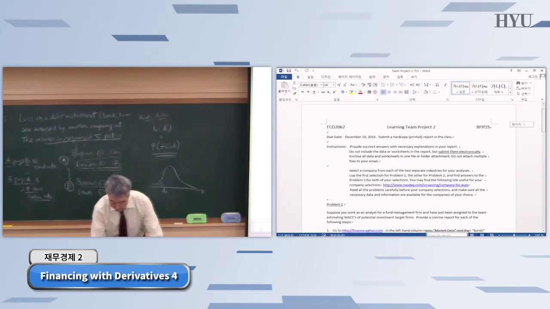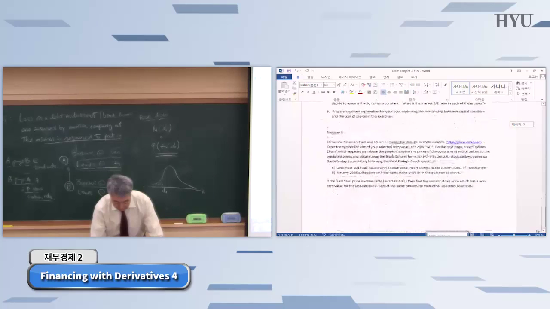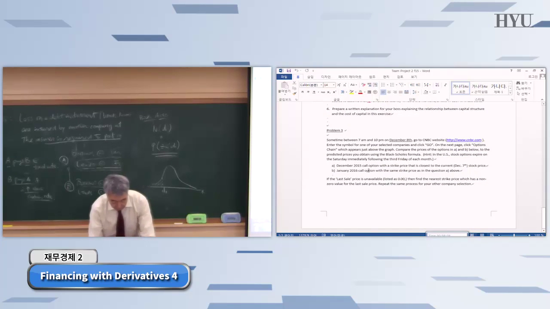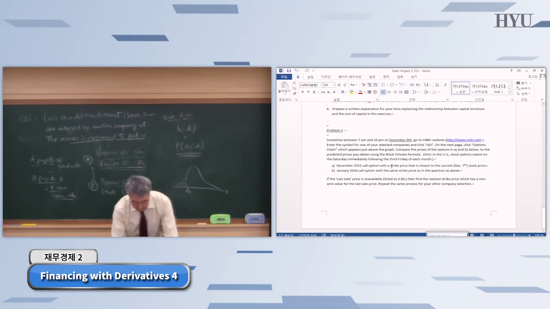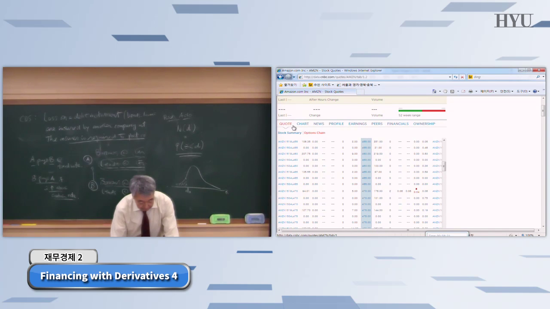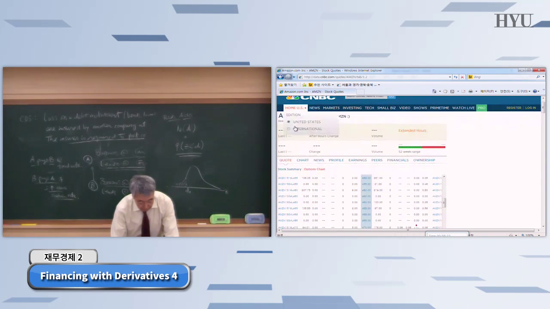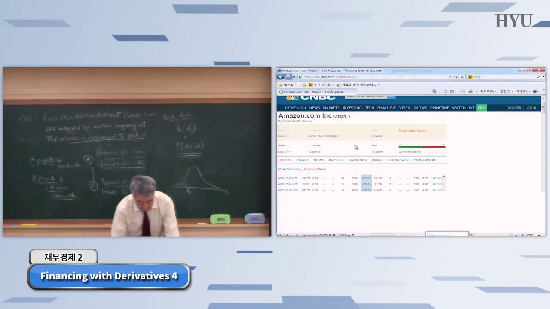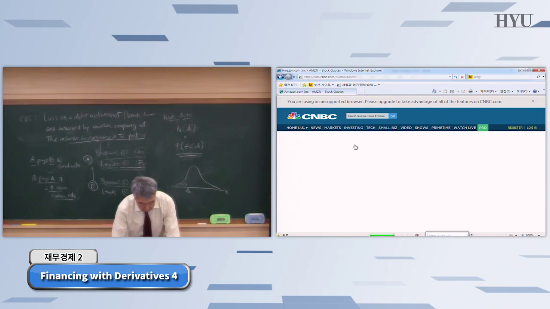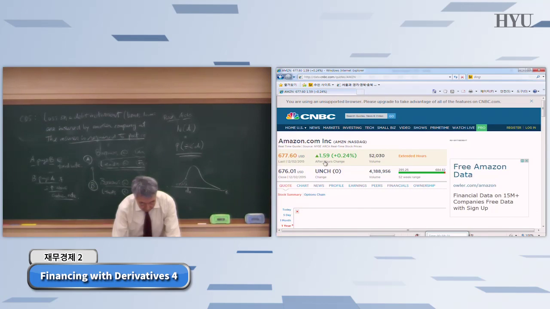Okay, so if you read question number 3, the 2015 call option with a strike price that is closest to the current stock price. Okay? So what I'm talking about is, here's the current stock price. So the current stock price is $677. Okay? So I want you to go to the December option.